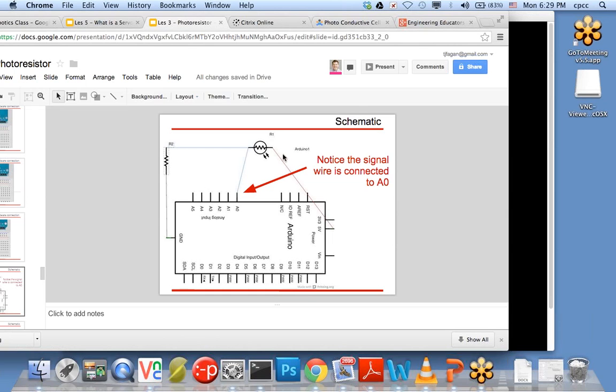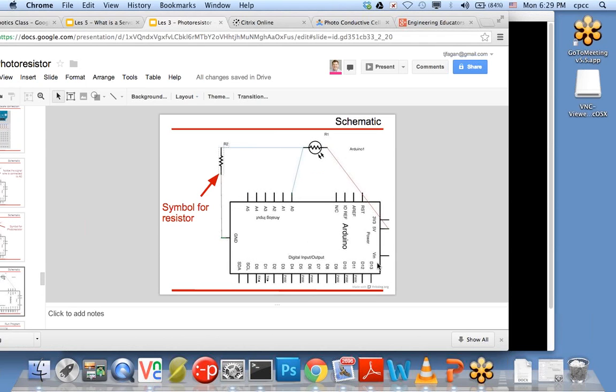All right. So what that looks like is, again, we have the 5 volts. We hook that up and connect that to a photoresistor. The photoresistor is connected to two things: your analog 0 pin and another resistor. The other resistor is connected to the ground.